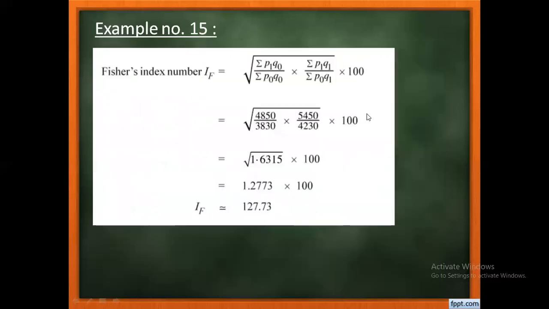Put it into the formula. So Fisher's index number is equal to root of sigma P1 Q0 upon sigma P0 Q0 into sigma P1 Q1 upon sigma P0 Q1, into 100. So put the amounts under root: 4850 divided by 3830 into 5450 divided by 4230, into 100. So your answer is 127.73. Okay, I hope it is clear, but you have to practice this sum.